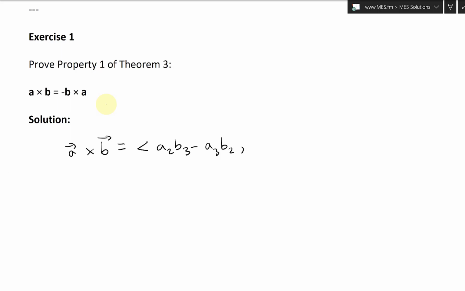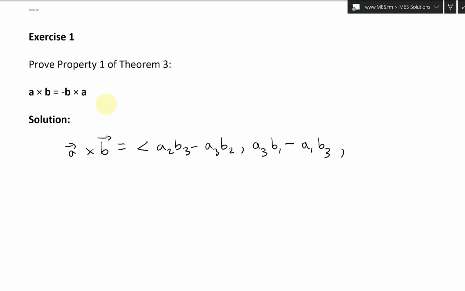The next one's going to be A3 B1 minus A1 B3. Just the middle one, you switch up where the higher number is first, because there's a negative sign.